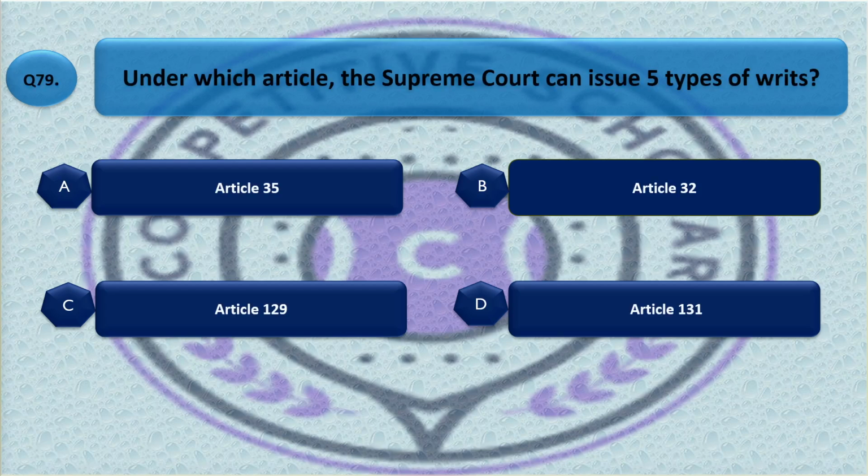Question number 79. Under which article the Supreme Court can issue 5 types of writs? Option A, Article 35. Option B, Article 32. Option C, Article 129. Option D, Article 131. So the answer is option B.